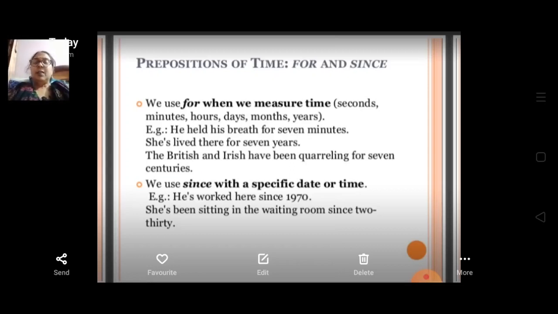Now here in the second one, we are going to talk about since. We use since with a specific date or time. For example, he's worked here since 1970. She has been sitting in the waiting room since 2:30. So, since is used with a specific time and date, but for is used when we measure time. Whenever we measure the time, we use for, and when we show a specific time or date, we use since.